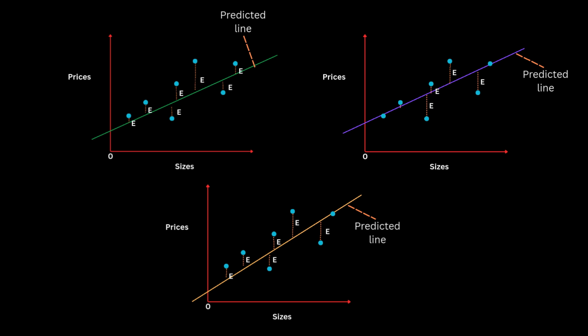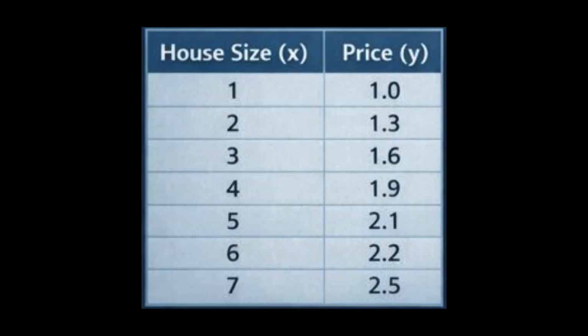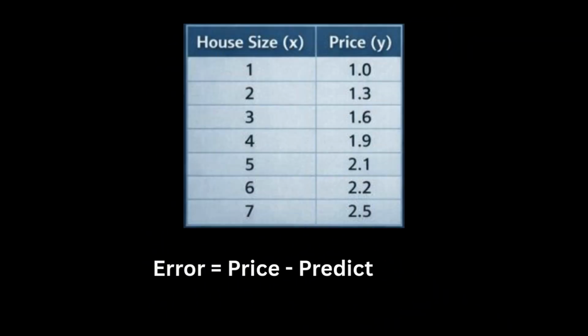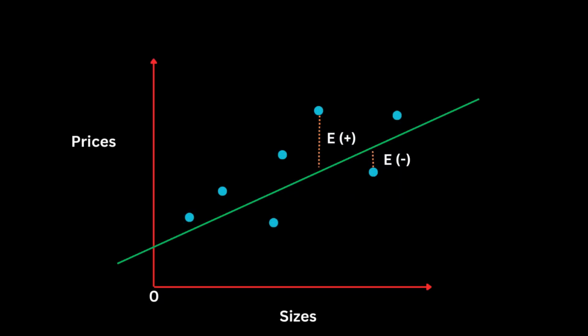For any house size, the line gives us a predicted price. This value comes directly from the equation. This is what the model thinks the price should be. But we already know the actual price from the data. The difference between the actual price and the predicted price is called the error. You can think of it as the vertical distance between the dot and the line.